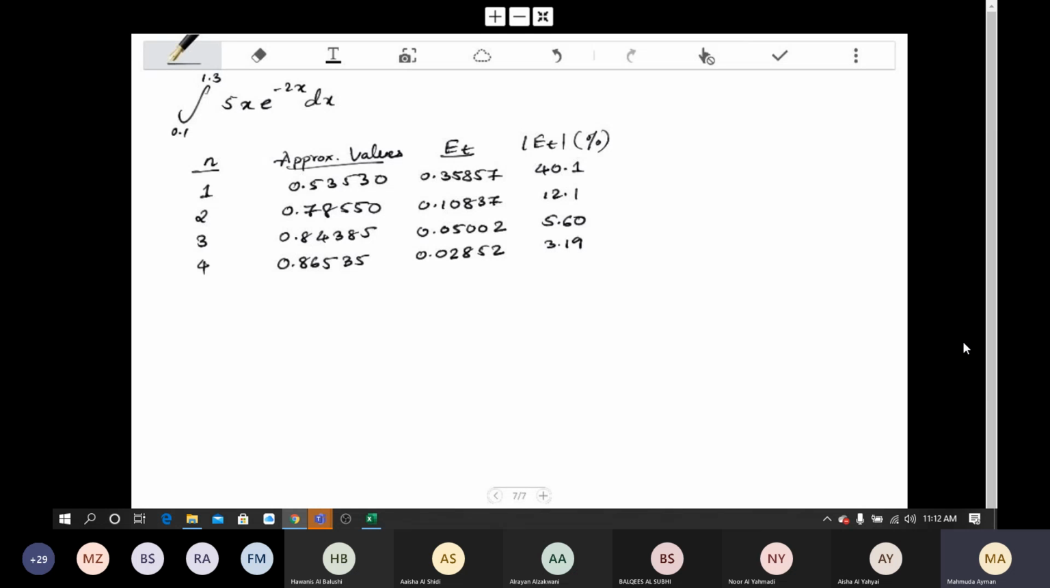So as you can see, as we increase the number of segments, our error percentage is decreasing, right? So the multiple segment trapezoidal sum is better than having just the trapezoidal rule done. Now, let's work on multiple.